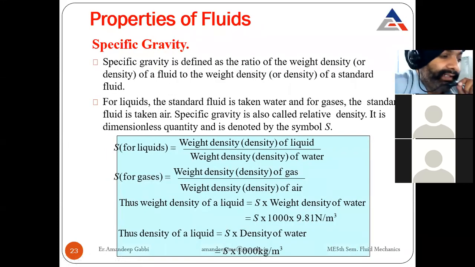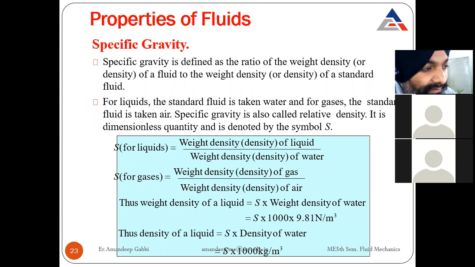The next property that we are going to do is specific gravity. So specific gravity is defined as the ratio of weight density of fluid to the weight density of a standard fluid. Right? If you are asked what the specific gravity of a particular fluid is, then the weight density of the standard will be given to you. For liquid, the standard fluid is taken as water, and for gases, the standard fluid is taken as air.